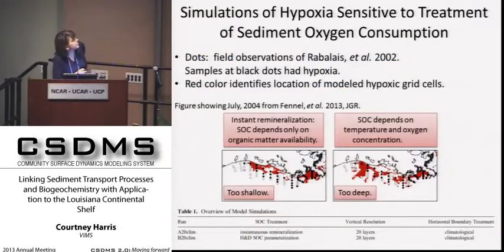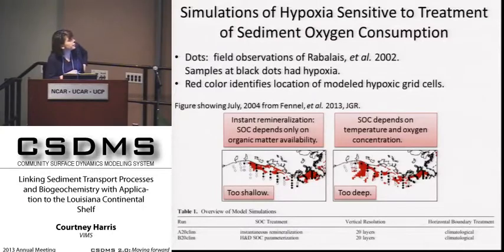In this paper, which was just published last month, she compares her estimates of hypoxia to the observations. So these black dots represent Nancy Rabelais' observations of hypoxic bottom boundary layer water during the same time frame that Katja Fennel ran the model. The red indicates locations in the model that were estimated to be hypoxic. And a big point of this paper is that the hypoxia predictions were very sensitive to the way that the model accounted for sediment oxygen consumption.